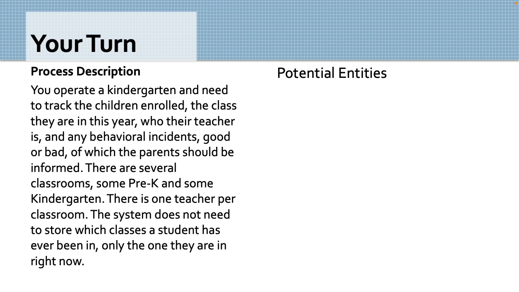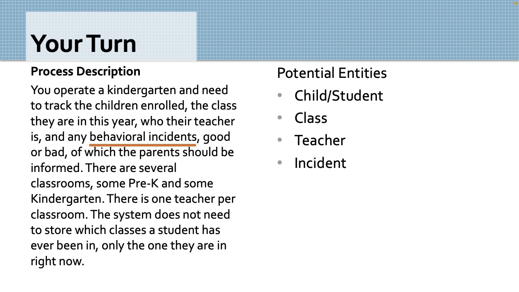The first relevant noun is child or student. The next one is class. Now, did anyone write down year as a potential entity? I would agree with that, but for the last sentence, which says we do not need to track year-over-year history of each student, but rather only a snapshot of where each student is right now. After that, we come to teacher, and then behavioral incidents.